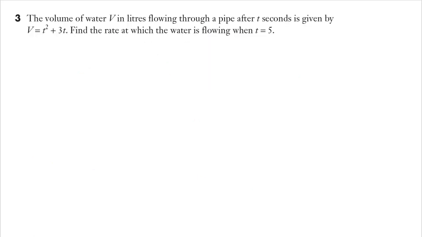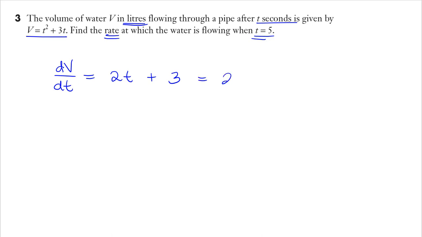On to question 3. The volume of water in litres that flows through a pipe, with t in seconds, is given by V equals t squared plus 3t. Find the rate at which the water is flowing. That's a nice easy one for us. The rate is dV/dt, so the first derivative will be 2t plus 3, and substituting t equals 5, 2 fives are 10 plus 3, which gives us 13. For this one we do have units, litres and seconds, so that'll be litres per second.